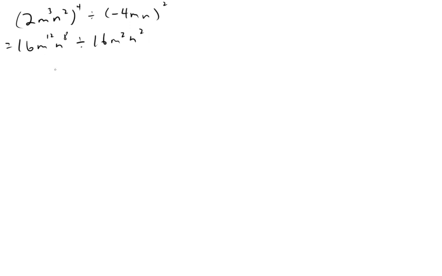m. Right? And when you divide two powers, you are going to be subtracting the exponents. So we have 16 divided by 16, which is just 1. Then we have m to the power of 12 divided by m to the power of 2, so we have m to the power of 10, right? Since it's 12 minus 2. And then we have n to the power of 8 divided by n to the power of 2, so we have n to the power of 8 minus 2, which is n to the power of 6.